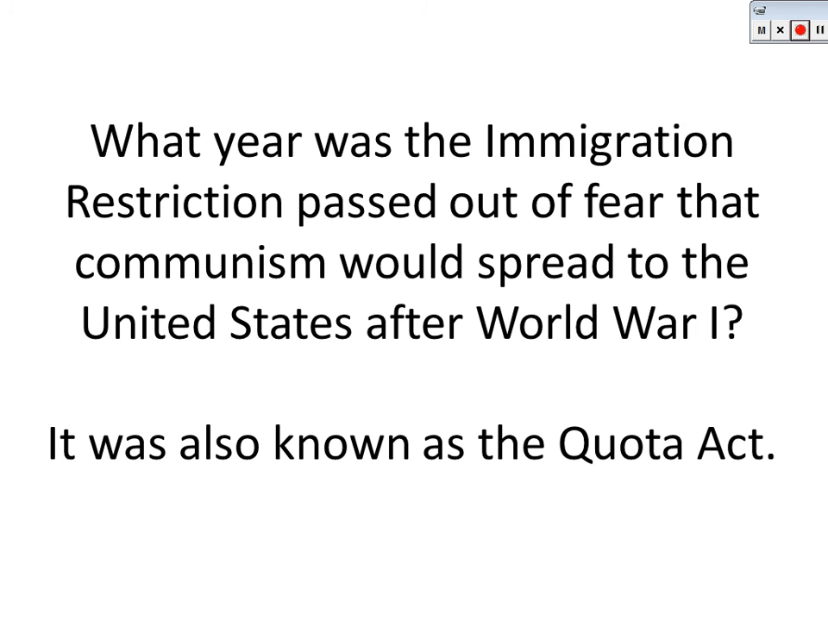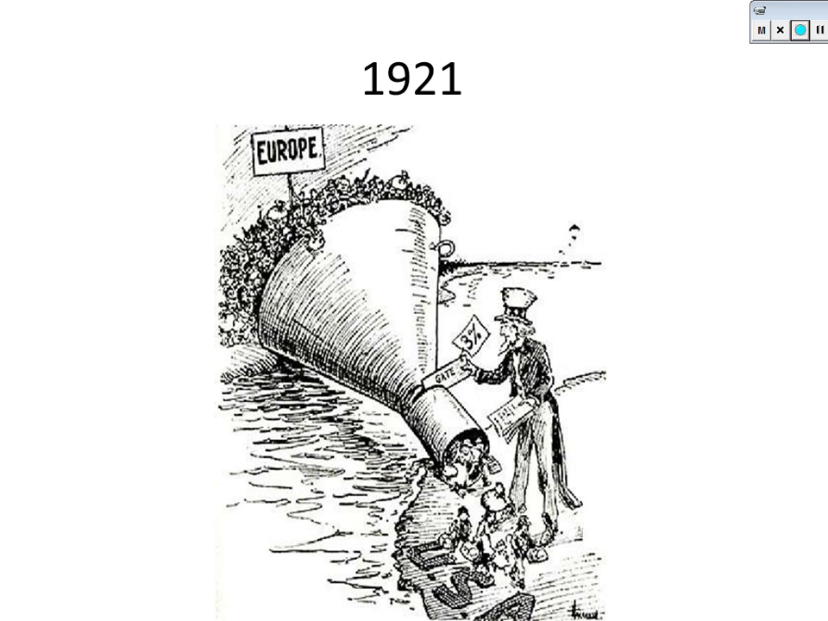All right, what year was the Immigration Restriction Act passed out of a fear that communism would spread to the United States after World War I? This is also known as the Quota Act, and remember, our fear of the spread of communism predates World War II. 1921. Good job. We have a first Red Scare and a second Red Scare. Here we have the Quota Act.